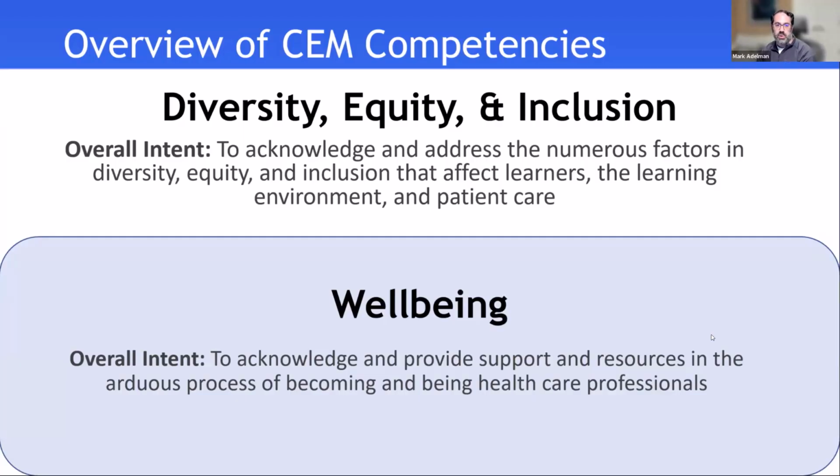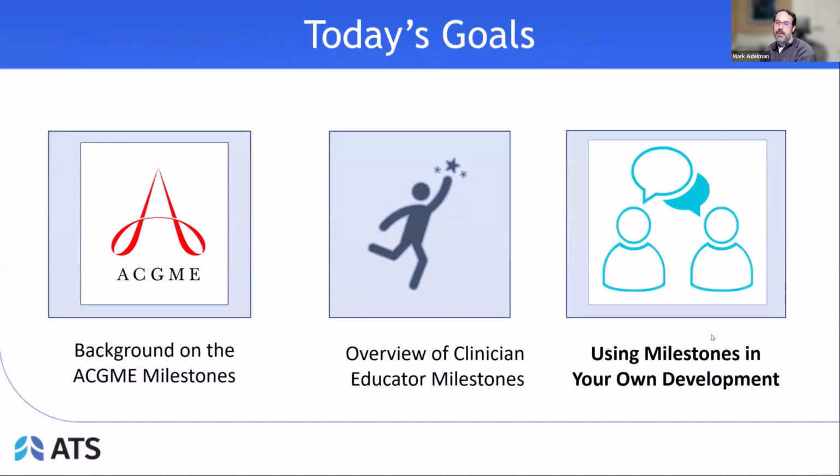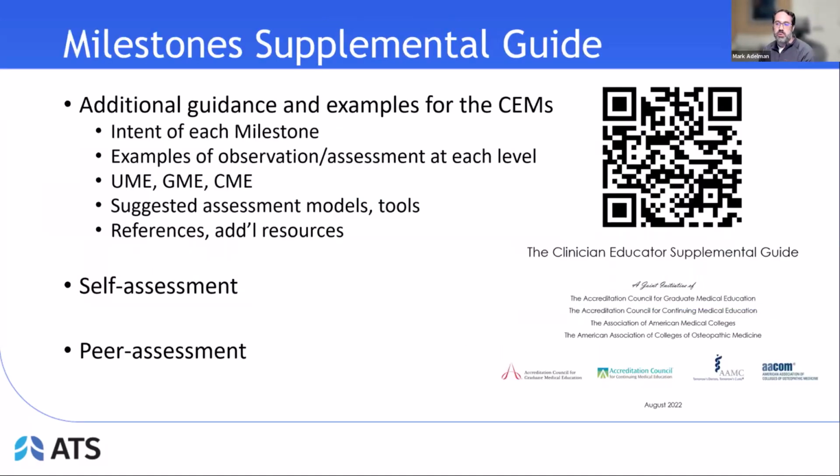Well-being is another example of something that's near and dear to my heart, and burnout prevention in particular is another domain and subcompetency unto itself. Just because there's one subcompetency doesn't mean it has any more or less importance than the one that has 11 subcompetencies. So moving on, so that we can make this as interactive and helpful for you as possible, by giving you some examples of how to use the supplemental guide, which I referred to just a moment ago.